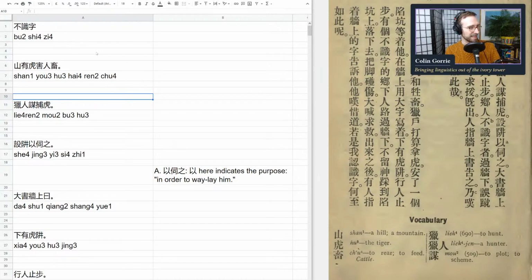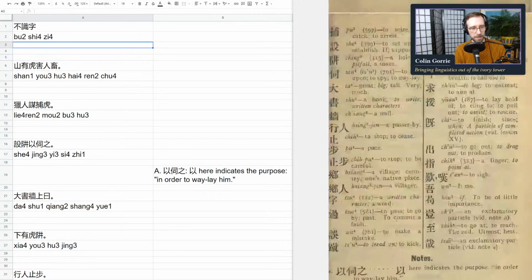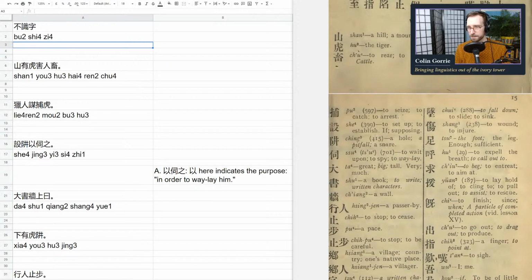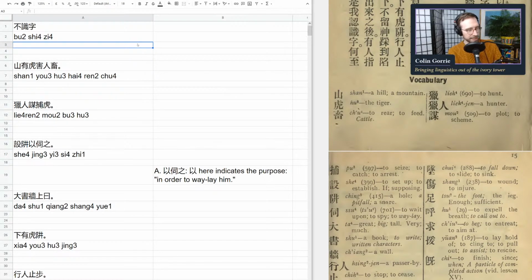So let's begin. This is a short text, a short passage, and the title is 不是字. And we have a little vocabulary here. So why don't we pull that up, so that we can take advantage of all the work Brandt has done. And let's just go through sentence by sentence and sort of gloss as we go and make some attempts at a free translation. So we have here 不是字.